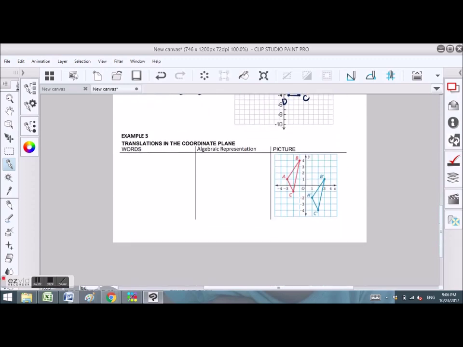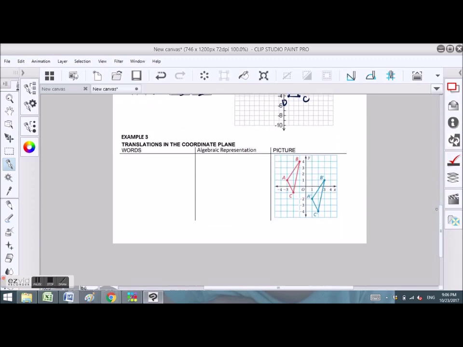Example 3. So from here, we are given a picture, and from it, we have to figure out what the movement has been, both in words and then in algebraic representation. So we're starting with the red figure because it's A, B, and C, and the blue is A prime, B prime, and C prime. So we know that the blue is the figure that has been moved. So starting with this, let's just pick one point and see what it has. So for A, from A to A prime, we go 1, 2, 3, 4, 4 spots over to the right, and then 1, 2, 3, 3 down.